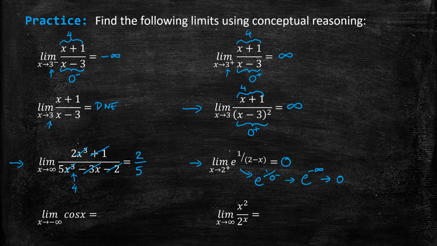What about the limit as x approaches negative infinity of cosine x? Well, here you have to know about the graph of cosine. Cosine just oscillates between -1 and 1. So here the limit does not exist.